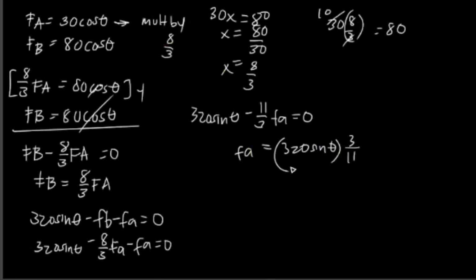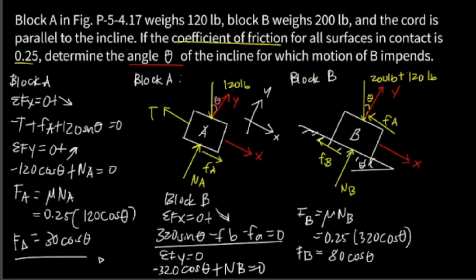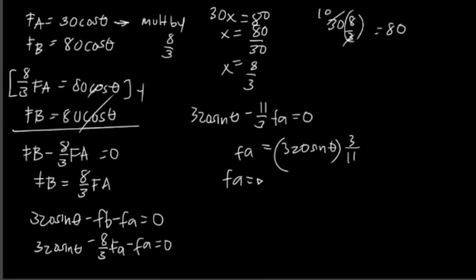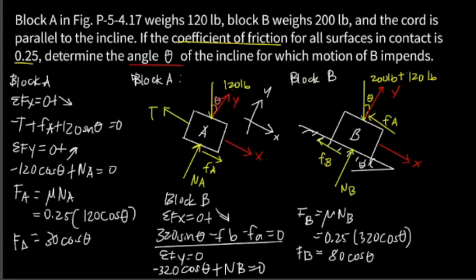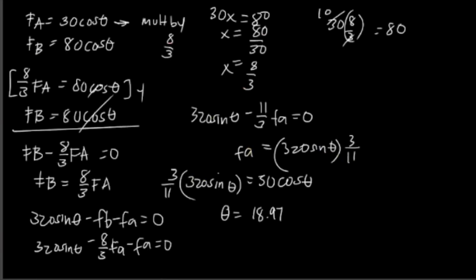So, copy na muna natin to. FA is equal to 30 cosine theta. Substitute natin itong value ng FA. That will be 320 sin theta times 3 over 11. So, input natin sa calculator natin, magiging theta would be equal to 18.97 degrees. So, that answered the question na determine the angle of the incline para maggalaw yung B. Yan yung final answer natin. Ito na yung angle na hinahanap natin sa problem.